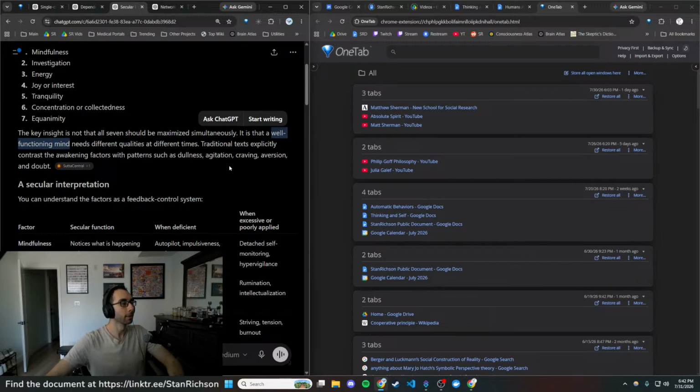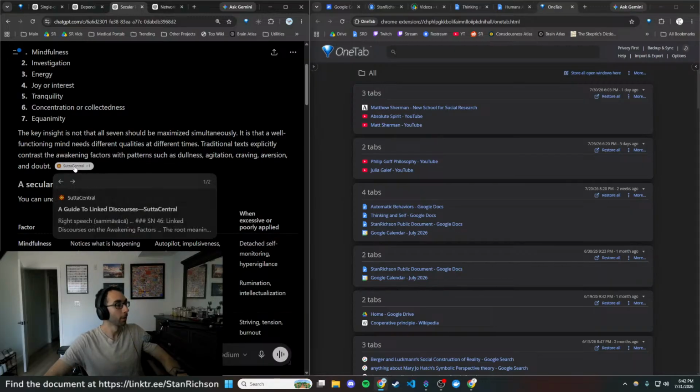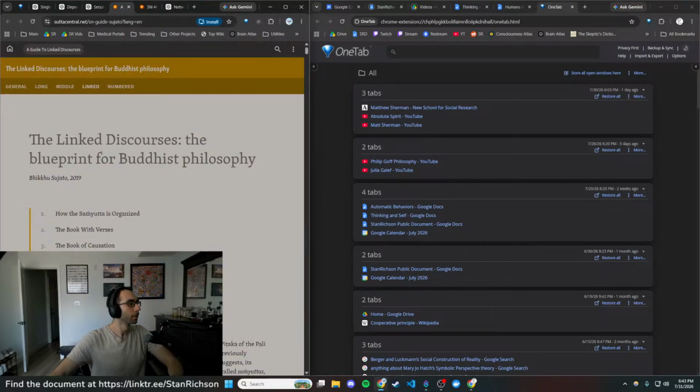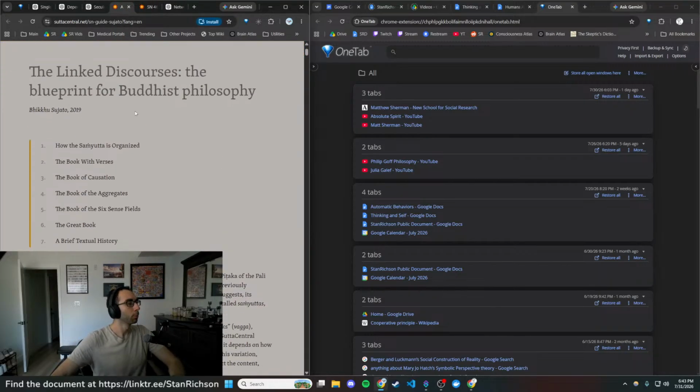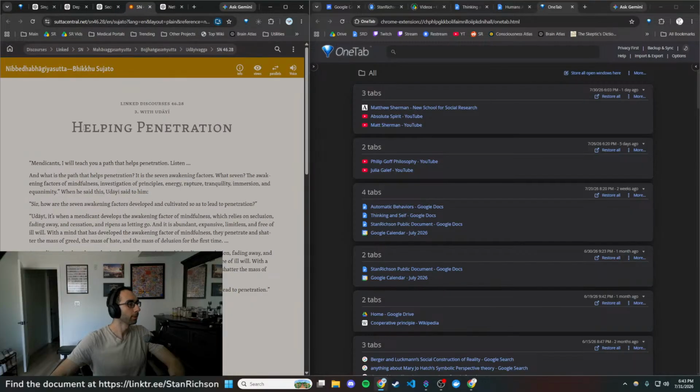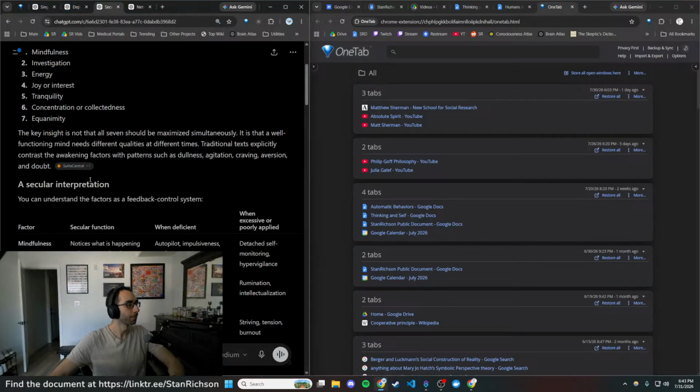Traditional texts explicitly contrast the awakening factors with patterns such as dullness, agitation, craving, aversion, and doubt. Linked Discourse. The Blueprints for Buddhist Philosophy. And then we got Helping Penetration. Interesting, it found this random page.